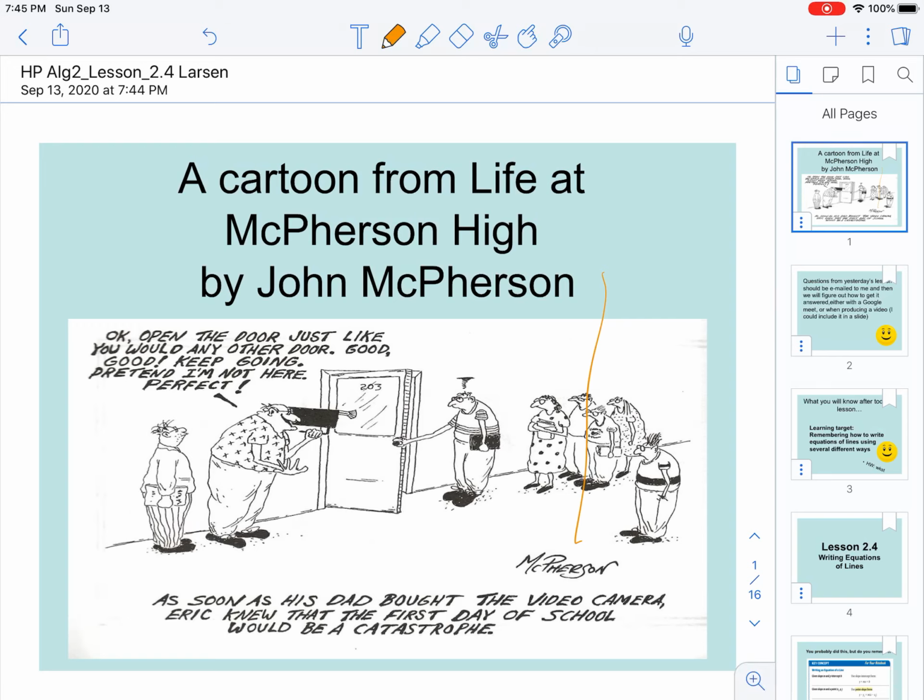What you'll notice is there's a father here. "Okay, open the door just like you would any other door. Good, good. Keep going. Pretend I'm not here. Perfect." And the caption down here is, "As soon as his dad bought the video camera, Eric knew that the first day of school would be a catastrophe." Poor guy. I wonder if you've felt that way before.